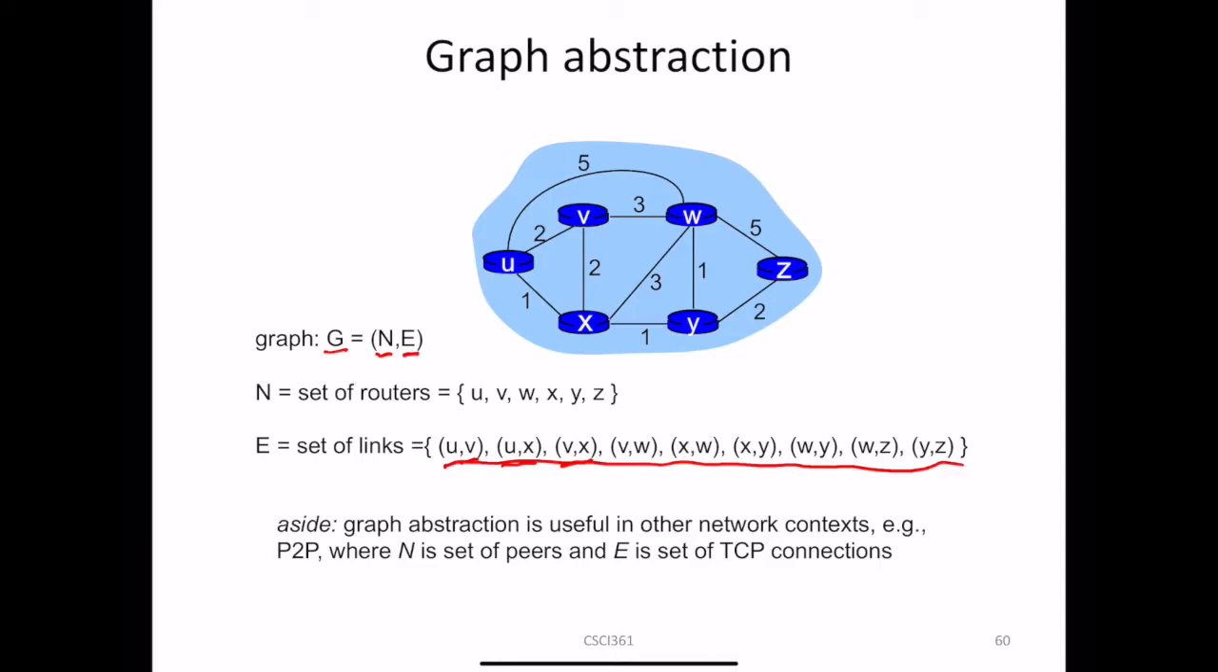The graph abstraction can also be used in other network contexts. For example, when we analyze the P2P architecture, we can also use a graph abstraction. For P2P architecture, N is a set of peers and E is a set of TCP connections.